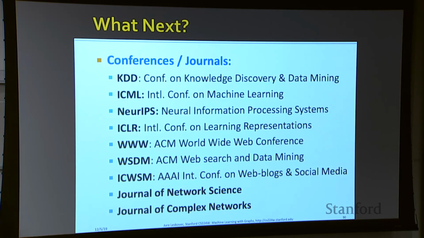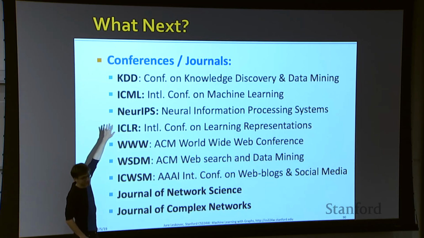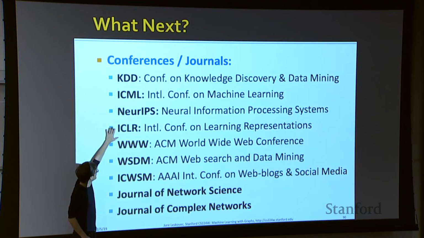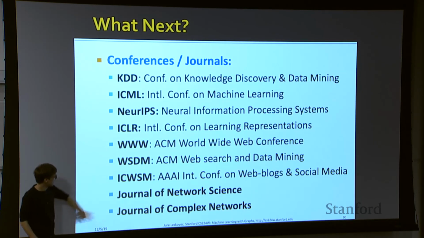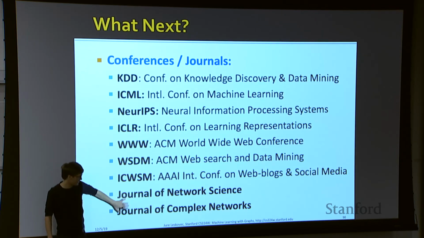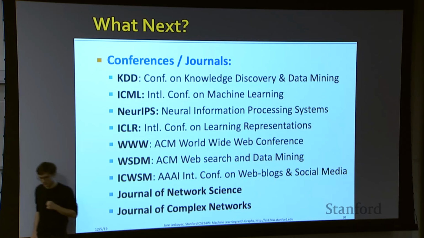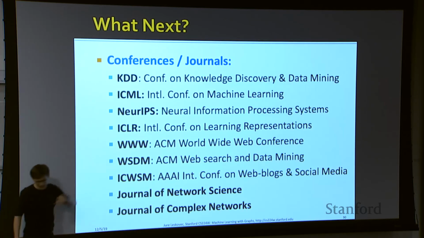What are good places to publish these types of research? There are data mining conferences like KDD, machine learning conferences like ICML, NeurIPS, ICLR, and then web and social media conferences like World Wide Web or WSDM. And then there are also dedicated journals that care about network science or algorithms for networks, like Journal of Network Science or Journal of Complex Networks. So that's a good overview.